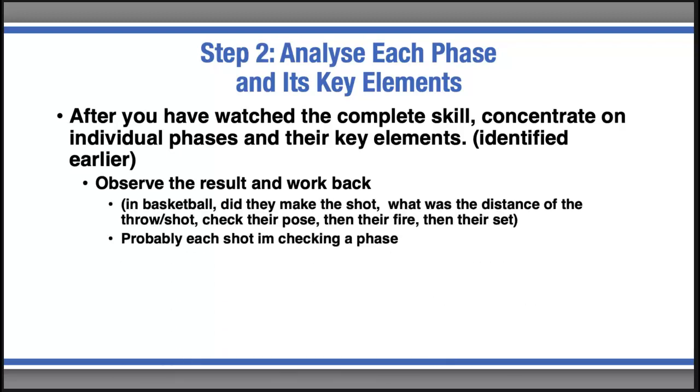So I already kind of talked about that. Generally, at least one shot, I'm going to check each phase. And I might even have them catch and then stop for their set phase, because I want to see exactly where their hands are on the ball. You can see that fairly quickly, but it's better to just toss it to them and freeze. And I'm just going to run over, check their dominant hand, and then check where they're holding the ball. So as they're going, after I watch the whole thing, then you start watching individual phases as they continue performing the skill.